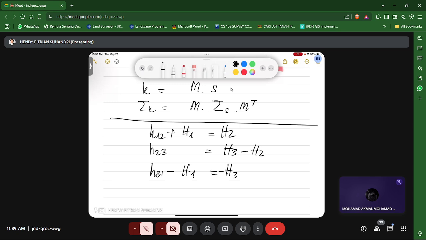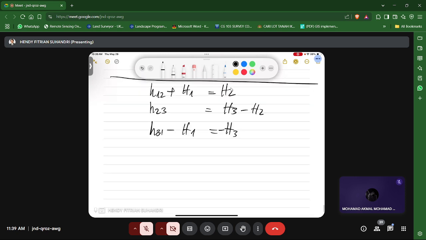Dependent variables adalah apa? Cerapan kita. Cerapan kita adalah H12, H23, H31. So, itu adalah dependent variables. Kemudian, independent variables adalah apa unknown kita? Unknown kita hanya 2, H2 dan H3. So, setiap dependent variables mestilah diturunkan terhadap independent variables.